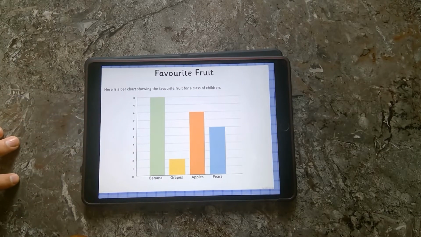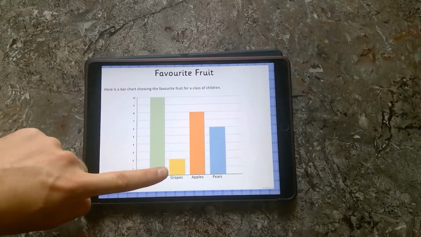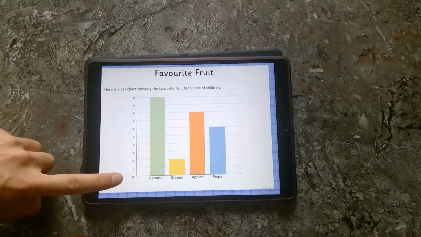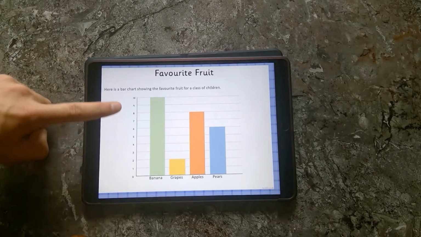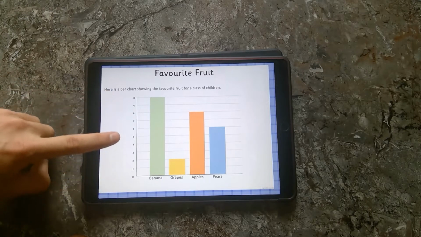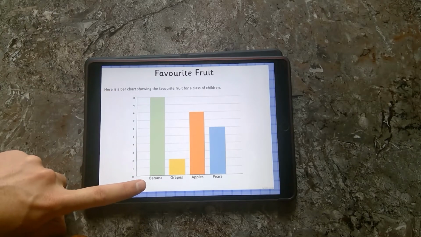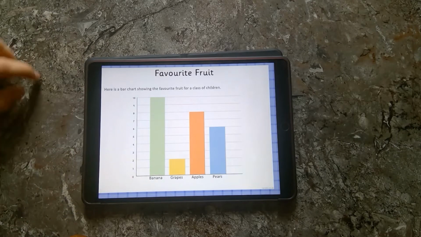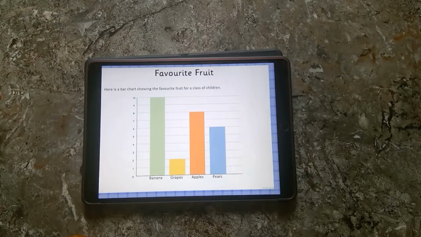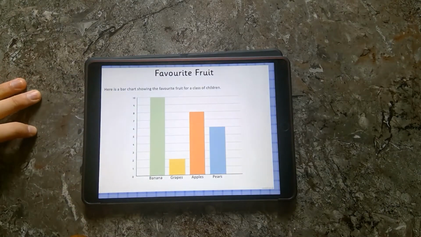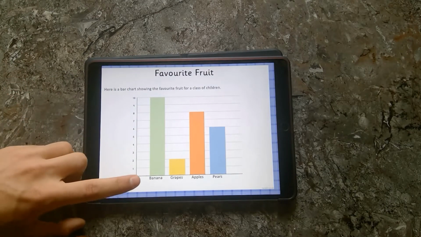As you can see, along the bottom we've got the names of the fruit. So along the bottom is the name of the thing, and up the side is our numbers. So this will be the number of children up the side, and these are our fruits along the bottom. Bar charts are very simple. All you need to do is look at the fruit at the bottom.